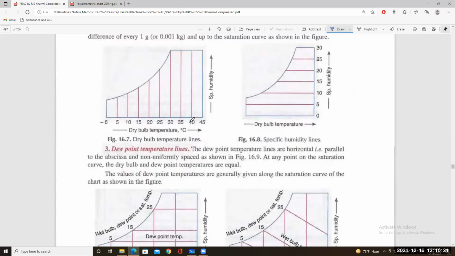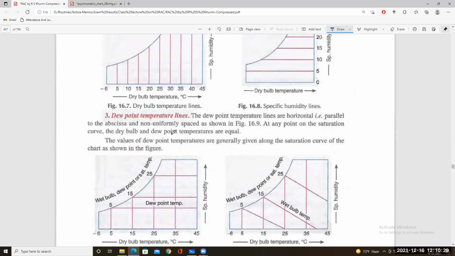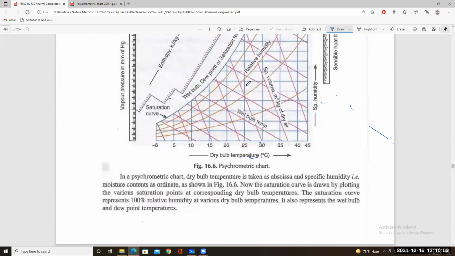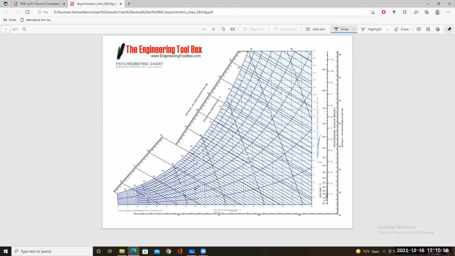The dew point temperature lines. The dew point lines are horizontal, that is, parallel to the abscissa, and non-uniformly spaced. At any point on the saturation curve, the dew point temperature and the dry bulb temperature are equal. That is the dew point temperature line. This is the line here, which is drawn parallel to the dry bulb temperature line, or like this. This is the dew point temperature line.